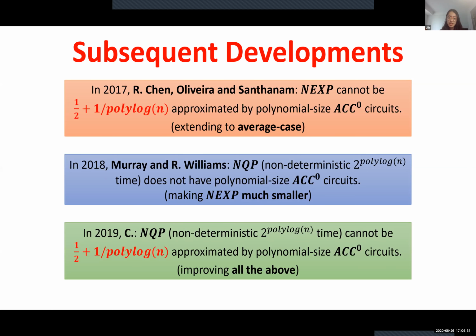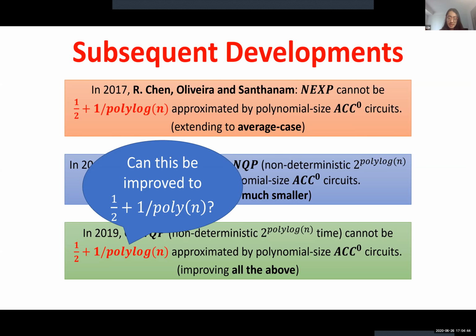Last year, Chen proved that NQP cannot be half plus 1 over polylogarithmically approximated by polynomial size ACC0 circuits. Our approximation is over the uniform distribution, so this improves all of the above. The next question here is, can it be improved to half plus 1 over polynomial?